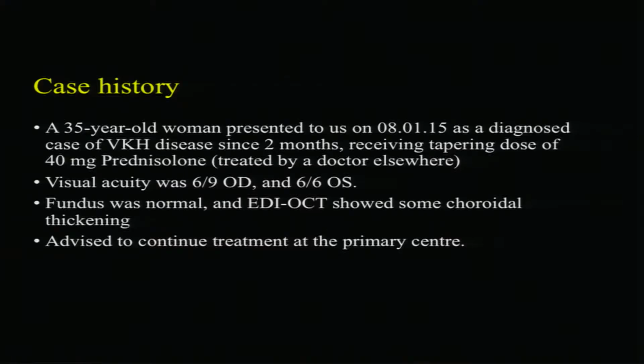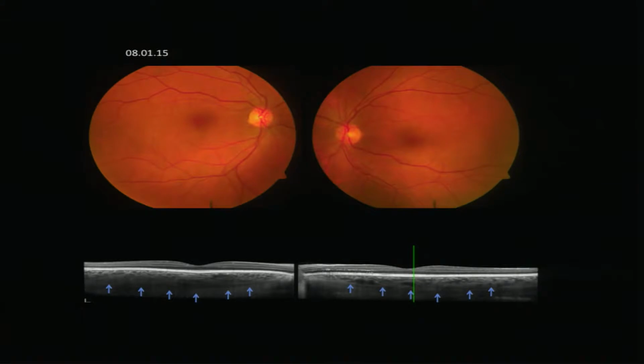So we had this 35-year-old woman who presented to us almost 3 years ago in January as a diagnosed case of EKH disease since 2 months, and she was receiving a tapering dose of oral steroids, that is 40 milligrams of prednisolone, by the treating doctor elsewhere where she was residing. So she just came for a second opinion. At that time, her visual acuity was 6/9 in the right eye and 6/6 in the left eye. The fundus was normal, and EDI OCT showed some choroidal thickening. And so we advised her to continue her treatment, whatever she was taking, and follow up at the primary center.